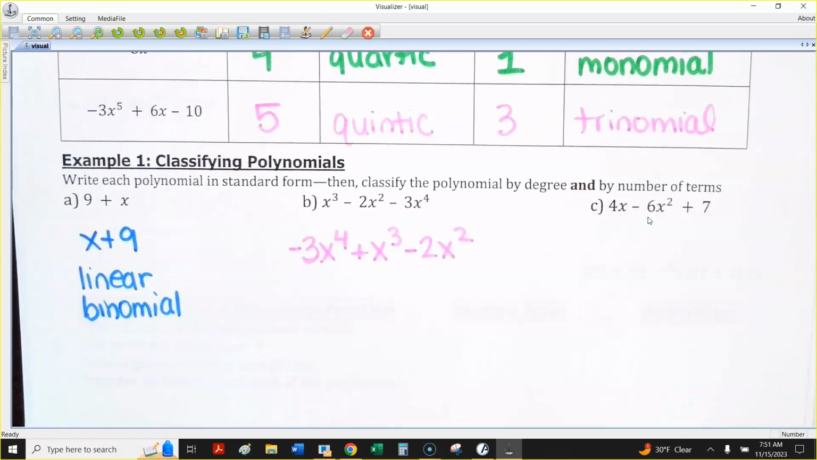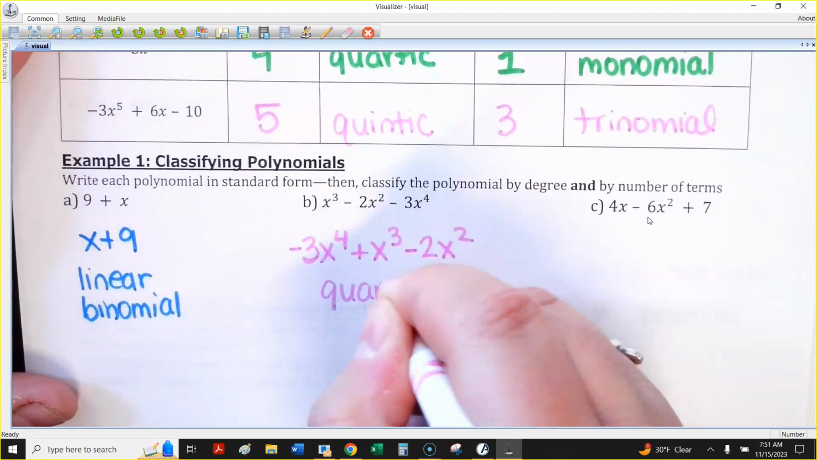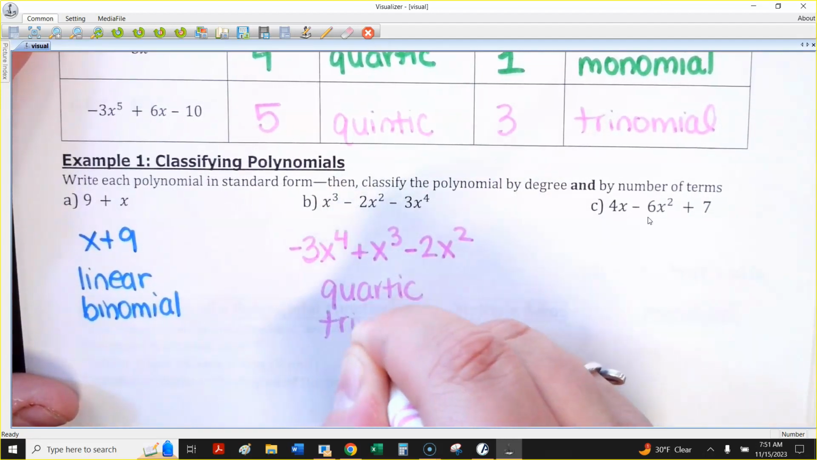Of those lovely list of names up there, what would you call this one by degree and number of terms? Molly, what do you think? Perfect. Quartic. And we got 3 terms, trinomial.